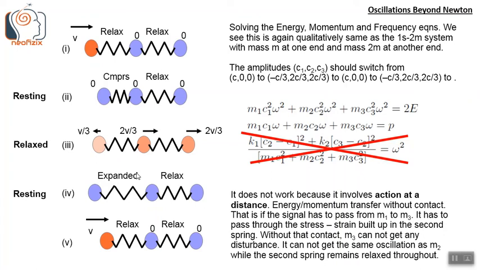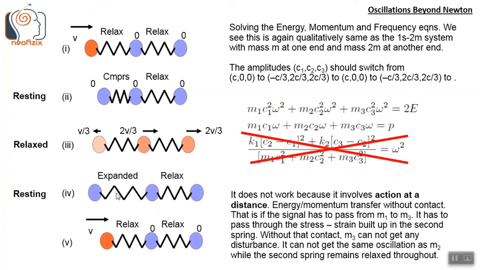But yet the energy and the momentum have to be conserved globally. So what could happen realistically when we disturb just the edge mass in the two-spring, three-mass system? Actually, we need to drop the idea that in between two resting states there is always a relaxed state. A resting state is a state when all the masses are at rest, with velocity 0, and all the energy and momentum in this resting state is stored within the springs.